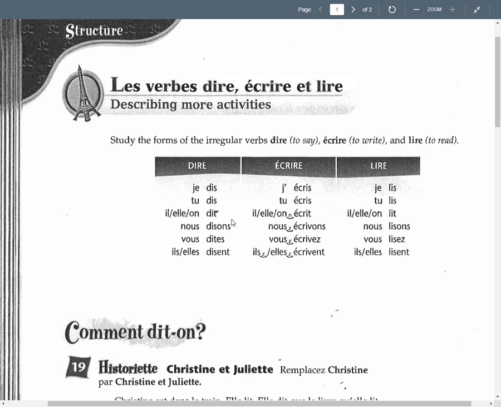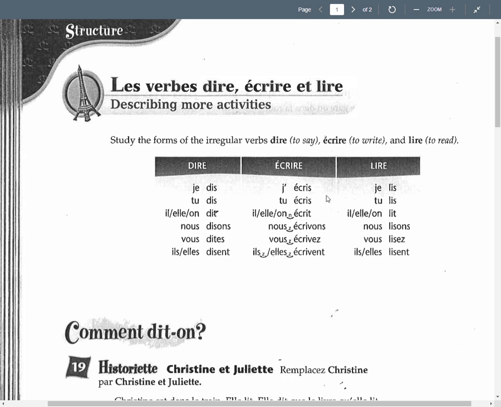So dit is different. And then here we have the addition of an S or a T, which makes it all kind of strange. Plus, if you look here, the vous form ends in ES and not EZ, which makes it quite a bit different. Like these both end in EZ. Only a handful of verbs don't end in EZ, and dire is one of them. But it's nous disons, vous dites, ils disent, elles disent.